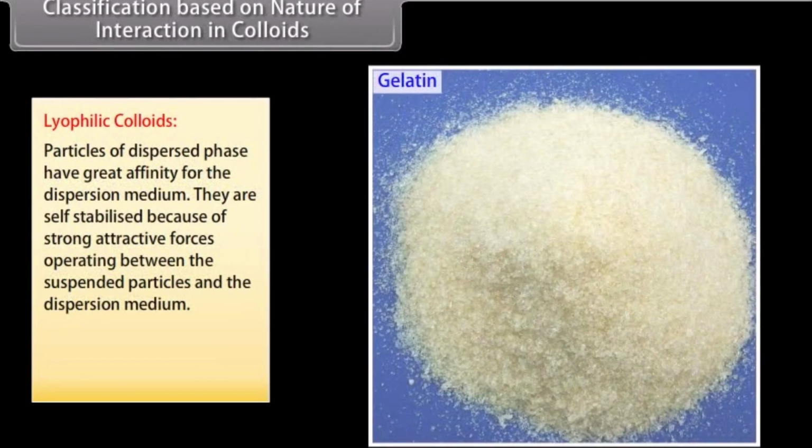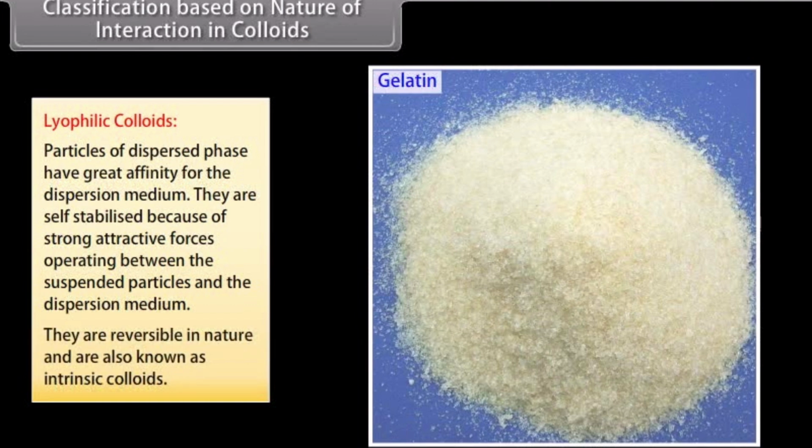Classification based on interaction. On the basis of nature of interaction between dispersed phase and the dispersion medium, colloids are divided into two categories. Lyophilic colloids: particles of dispersed phase have great affinity for the dispersion medium. They are self-stabilized because of strong attractive forces operating between the suspended particles and the dispersion medium. They are reversible in nature. They are also known as intrinsic colloids. For example, gums, starch, gelatin, and albumin.